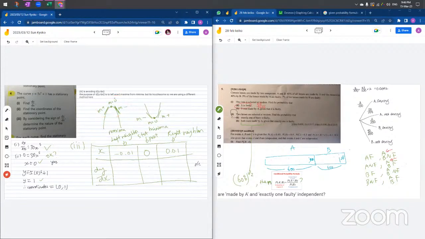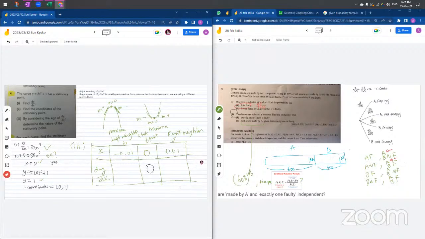Maxima, the gradient is 0. Minima, the gradient is 0. Therefore, we cannot tell them apart immediately. So far, so good. Okay, so here, it is 0, right? So how do we tell?